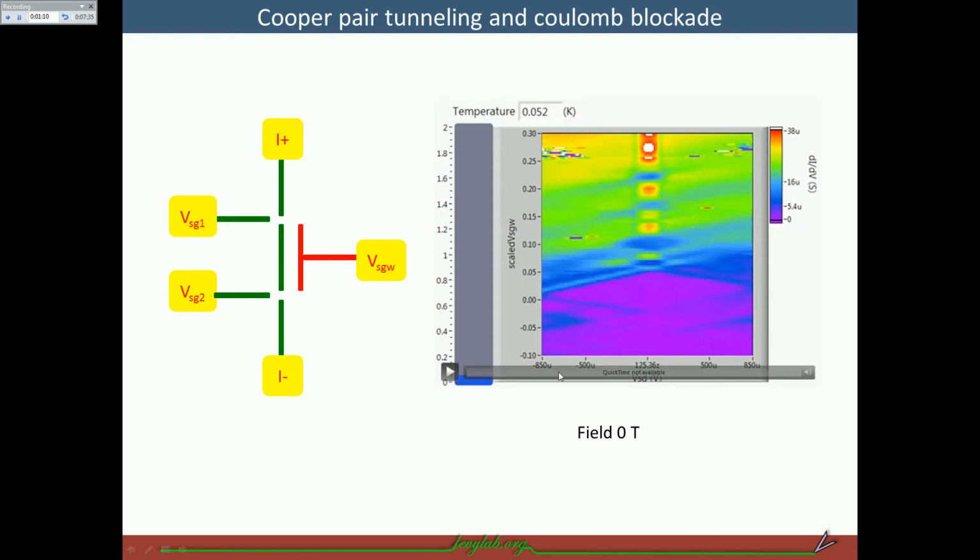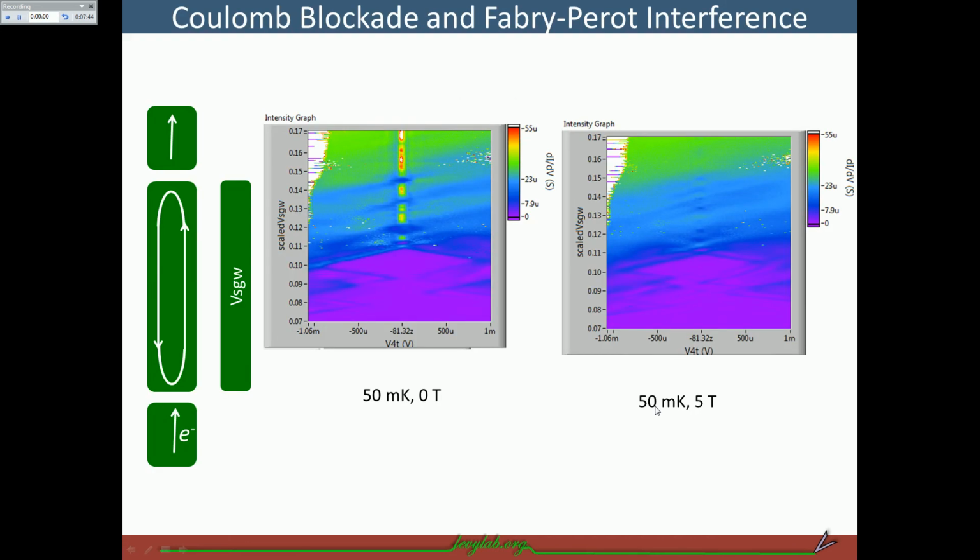Okay, sorry, it didn't play here. And also, as we sweep the field to some magnitude, we will see some very clear interference pattern, which we attribute to the Fabry-Perot interference. It exists at zero field, but at higher field, it's getting more visible here.